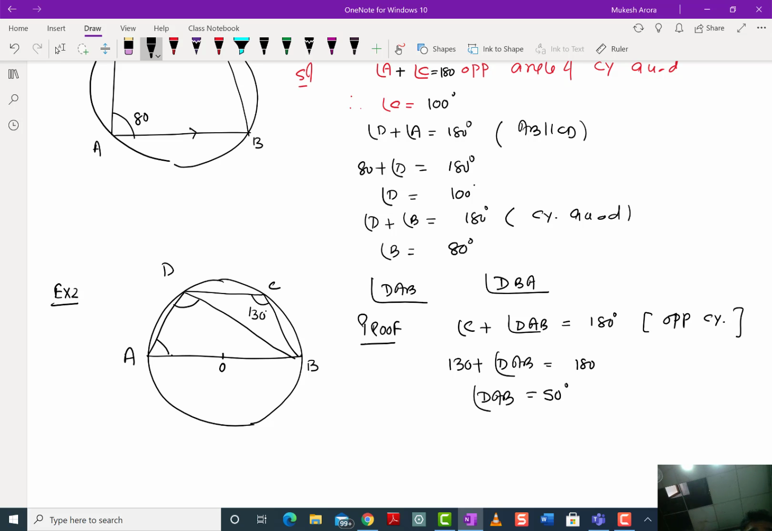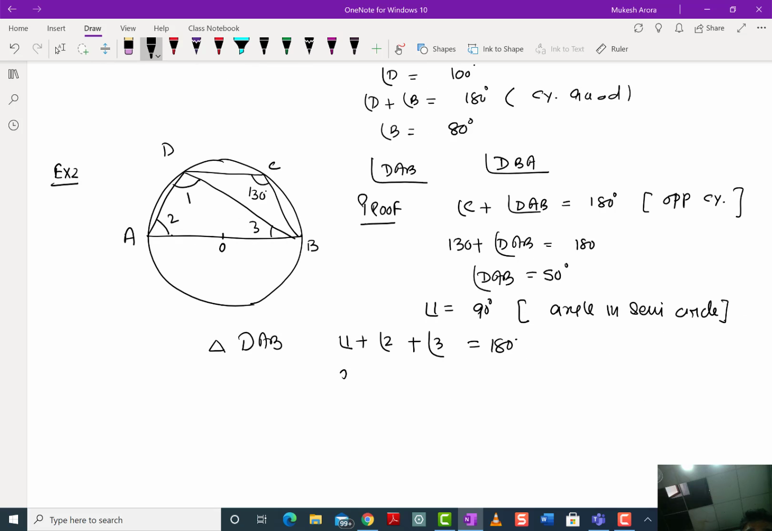Now angle 1 is equal to 90 degrees, angle in a semicircle. So in triangle DAB, angle 1 plus angle 2 plus angle 3 is equal to 180. Angle 1 is 90, angle 2 is 50, angle 3 is DBA, and the sum is 180. So DBA is equal to 40 degrees.